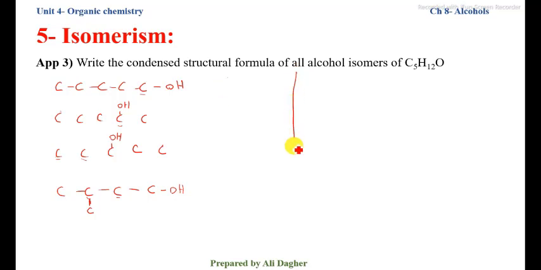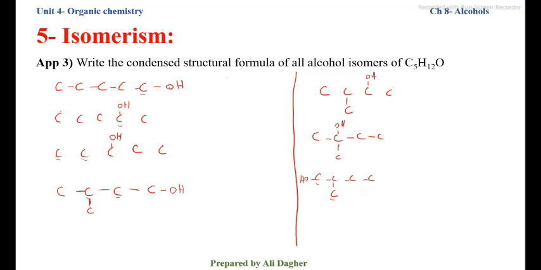Then we keep the same carbon chain formed of four and the same position of the alkyl group, but we change the position of OH. Now, we put OH on carbon number two. We keep the same carbon chain. We change the position of OH now on this carbon that becomes carbon number two. And the last possibility of the chain of four, we put OH on carbon number one. We keep the alkyl group in the same position. If we put OH on this carbon, it is the same as this carbon.